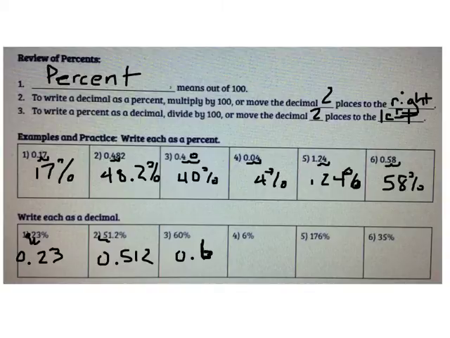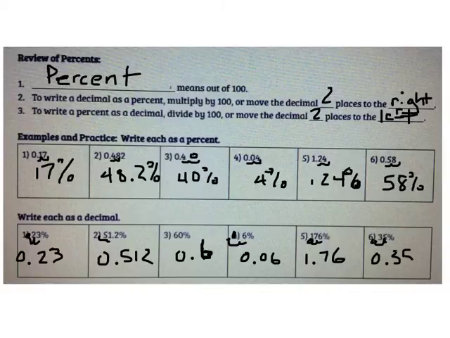6%. Write that as a decimal. That would be 6 hundredths. 176%. Write that as a decimal. That would be 1 and 76 hundredths. 35%. Write that as a decimal. That would be 0 and 35 hundredths.